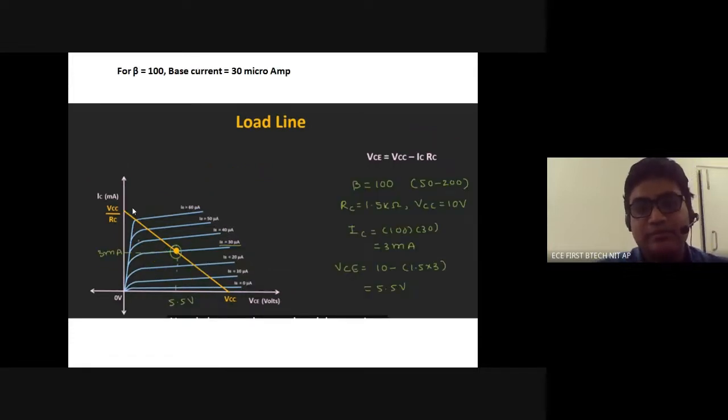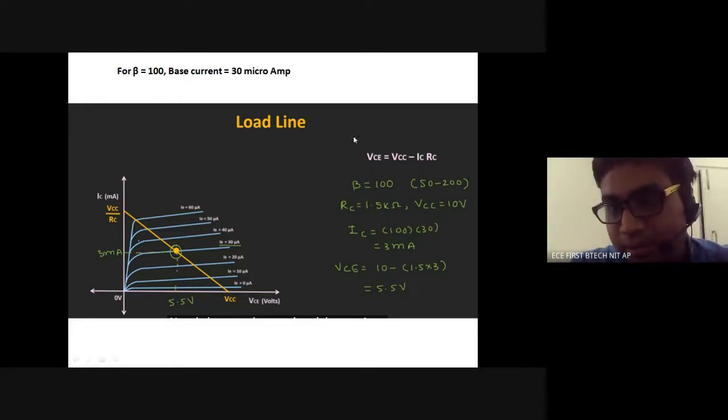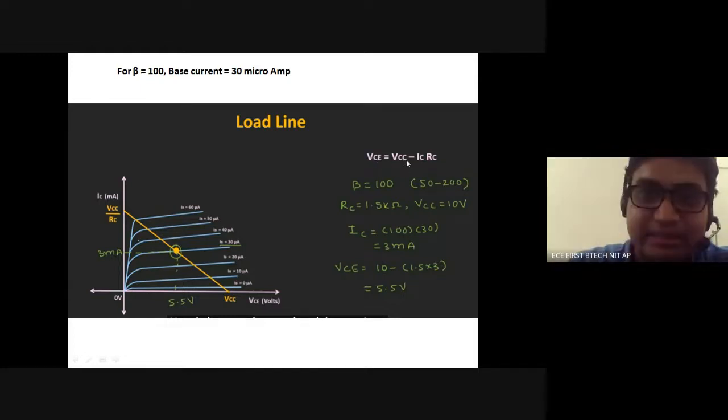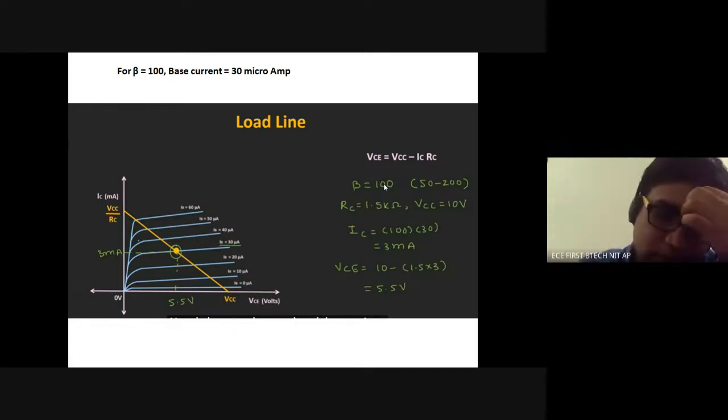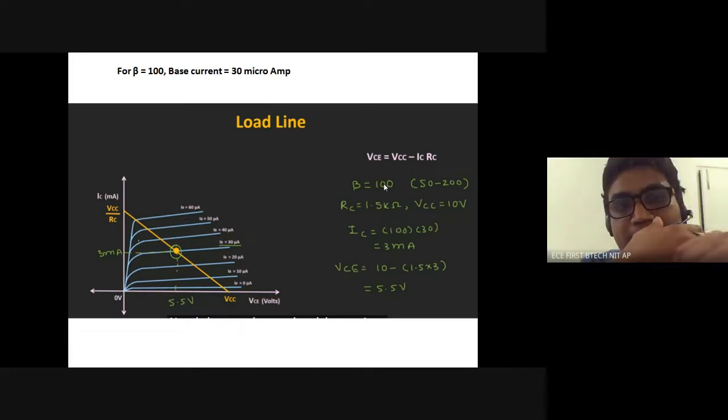So let's consider, for a given transistor, our beta is 100, and base current is, let's say, 30 microampere. For this, we need to draw where the operating point is located. You know that from the output characteristic, VCE is nothing but VCC minus IC RC. Let's take beta as 100. Actually, beta generally varies from 50 to 500; somewhere it is 50, 100, 200, 400, and 500. But here I am taking three examples.